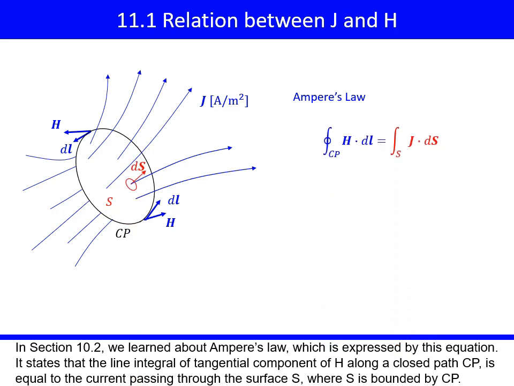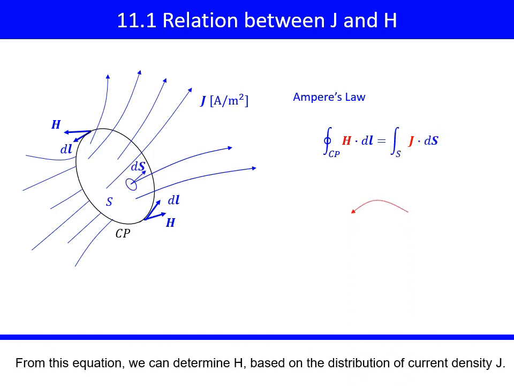In section 10.2, we learned about Ampere's law, which is expressed by this equation. It states that the line integral of tangential component of H along a closed path CP, is equal to the current passing through the surface S, where S is bounded by CP. From this equation, we can determine H, based on the distribution of current density J.